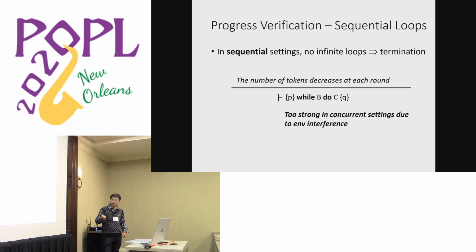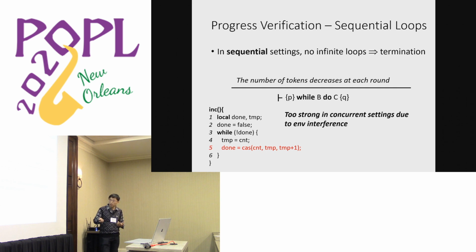But this is for sequential programs. It's too strong in the concurrent setting. And as I explained here, this case may always fail. Whenever it fails, it requires more tokens to do more loops. But still, we want to have this example verified because it's still a good algorithm. It's a lock-free algorithm.